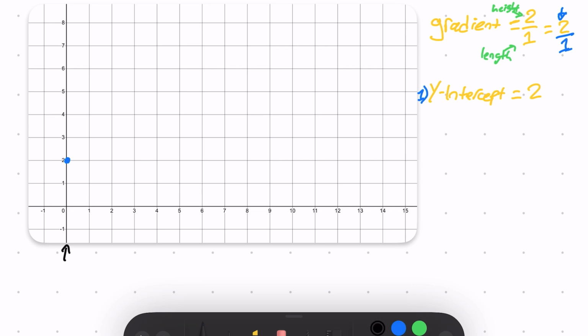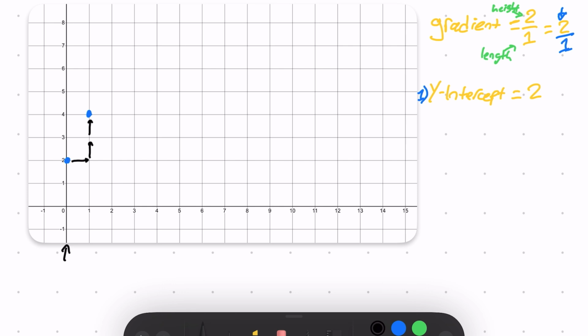to go across one square. We'll go across 1 square, and then the top number is our height, which is 2, which means we will go up 2 squares. And we will put a dot there.